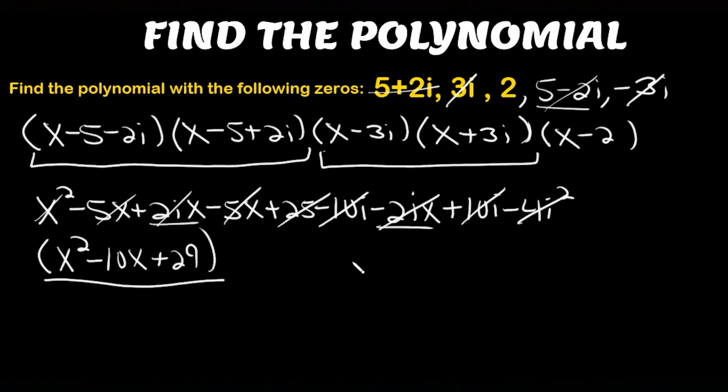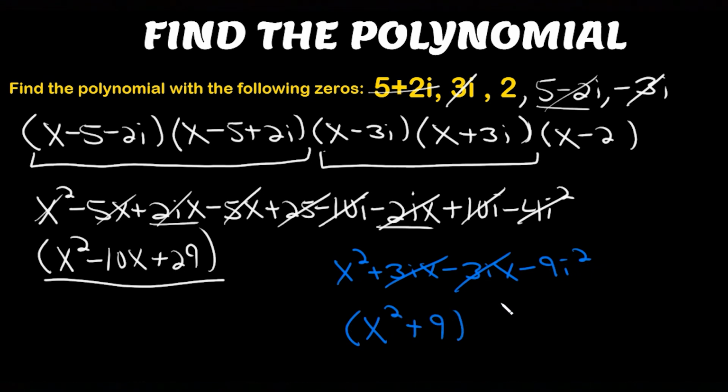So doing FOIL, we get x squared. And then we get plus 3ix minus 3ix. And then minus 9i squared. These will end up canceling out. That's what we want. And then we know that i squared is really a negative 1. So I'm going to do negative 9 times a negative 1. That will give me positive 9. So I end up with x squared plus 9.